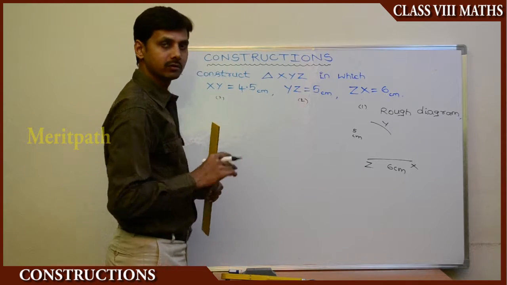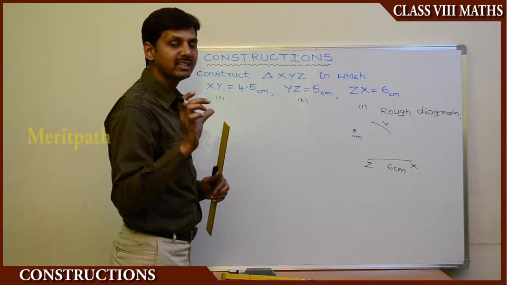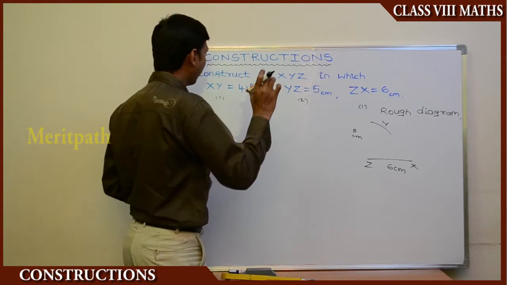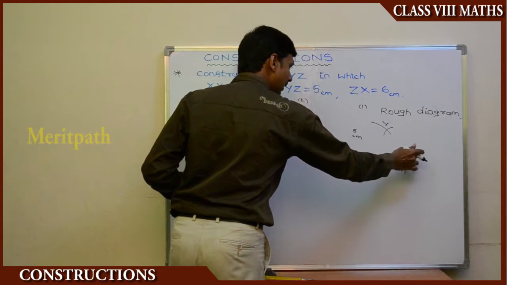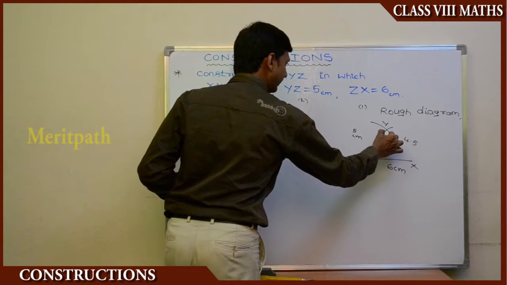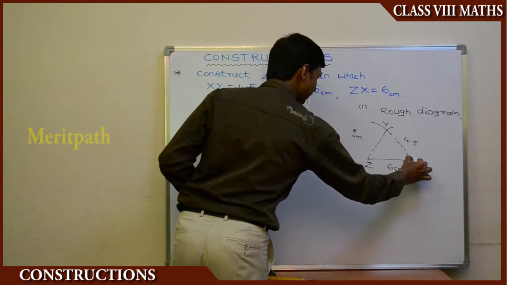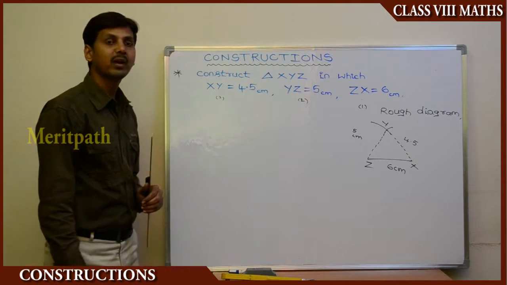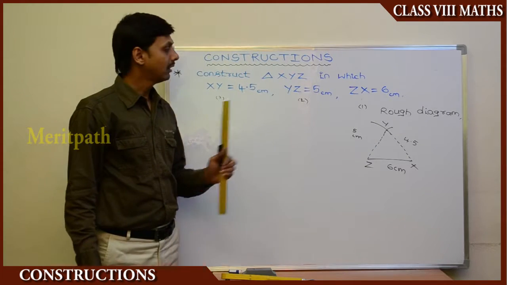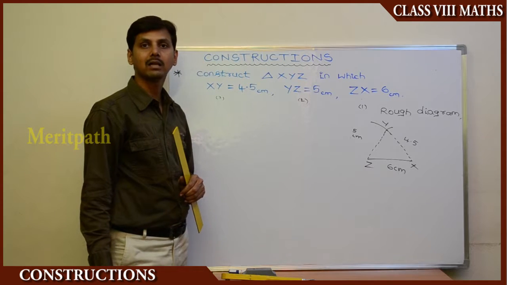4.5 centimeters. So with X, we need to take the 4.5 centimeters on the compass. With the vertex X, we need to cut this arc. So it is 4.5 centimeters. Now we join these two points, YZ and YX. So YZ and YX are two sides, and this is the triangle XYZ. XYZ is the required triangle.